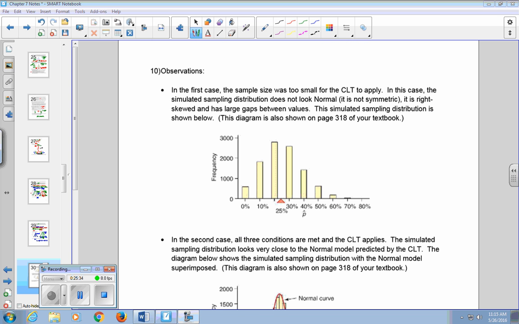Okay, so some observations. In the first case, the sample size was too small for the central limit theorem to apply. In this case, the simulated sampling distribution does not look normal. It was not symmetric. In fact, it was right skewed and had large gaps between values. The simulated sampling distribution is shown below, and the diagram was also shown on page 318 of your textbook. So again, notice it's not symmetric. In fact, it's skewed to the right. So this is not the same shape. The shapes are different.